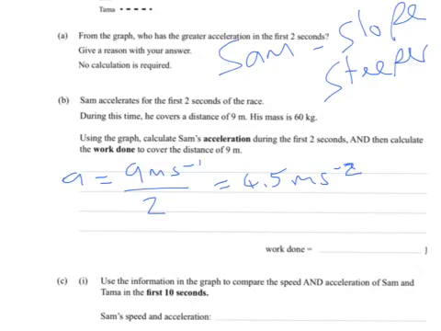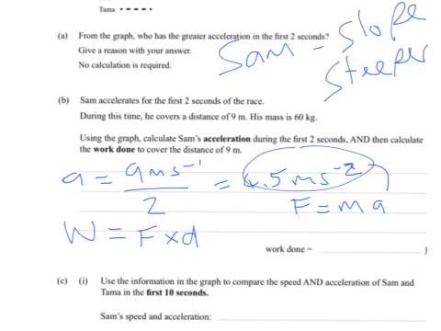And then calculate the work done. Remember, work is the force times the distance. The force in this case is going to be equal to the mass times the acceleration. We've calculated the acceleration above, and the mass is the 60 kilograms of Sam that we use there.